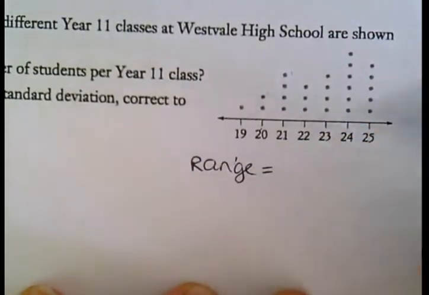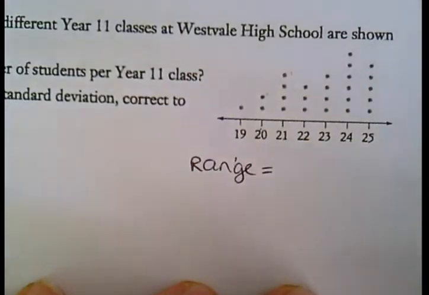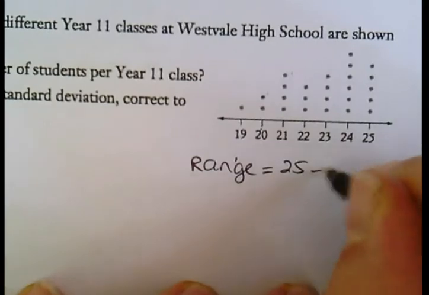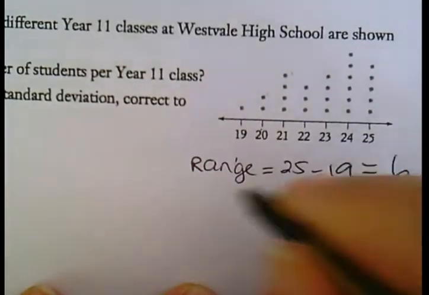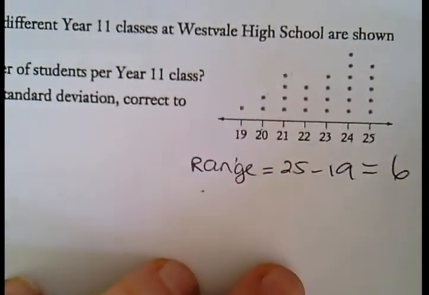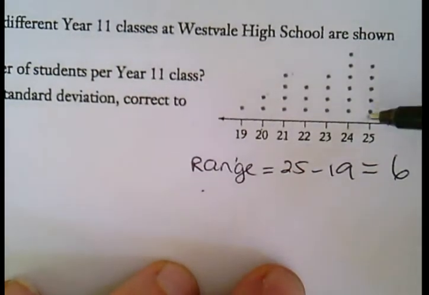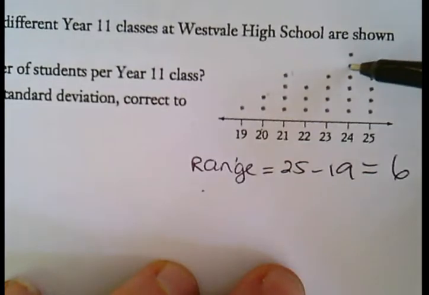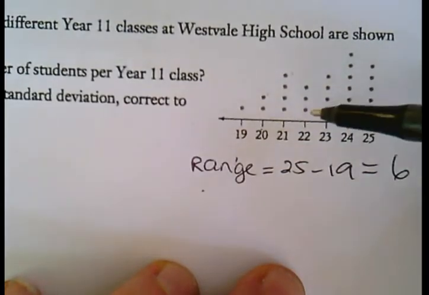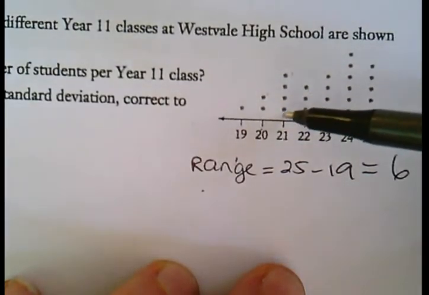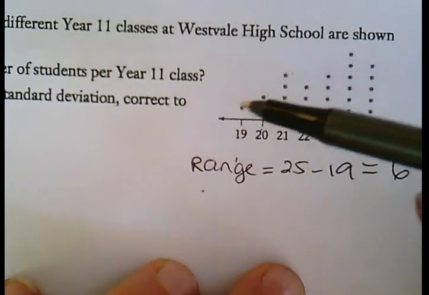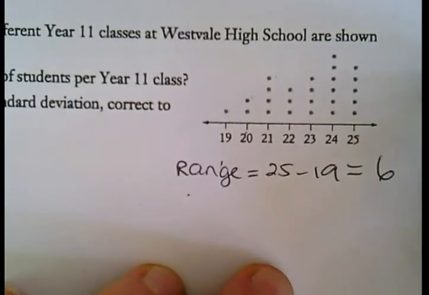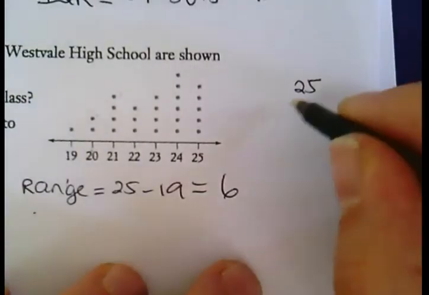What's the range? Highest minus lowest. What is it? 25 minus 19 is 6. Right. How many scores do we have? We'll have to add them up. 1, 2, 3, 4, 5, that's 10, 11, 12, 13, 14, 15, 16, 17, 18, 19, 20, 21, 22, 23, 24, 25. So what do I do here? I go, 25 scores. What do I do now?